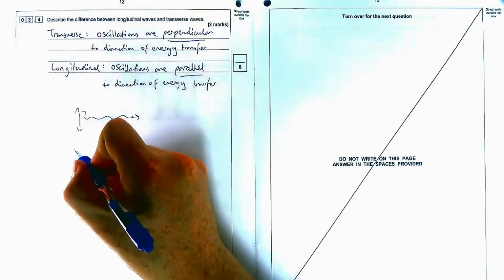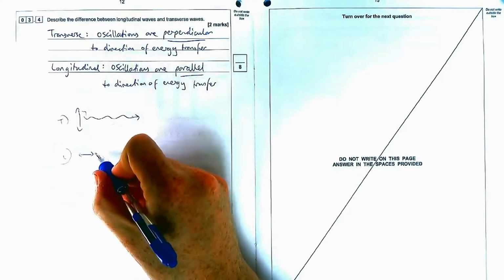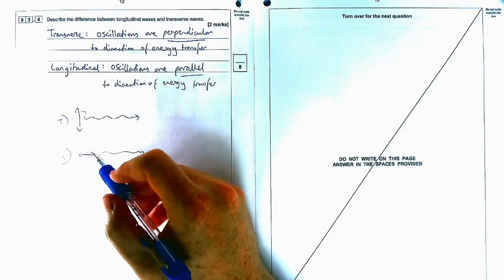Okay, so there's a bit of bonus information there. That's how sound waves work. This is how light waves or other EM waves work, because they are transverse.